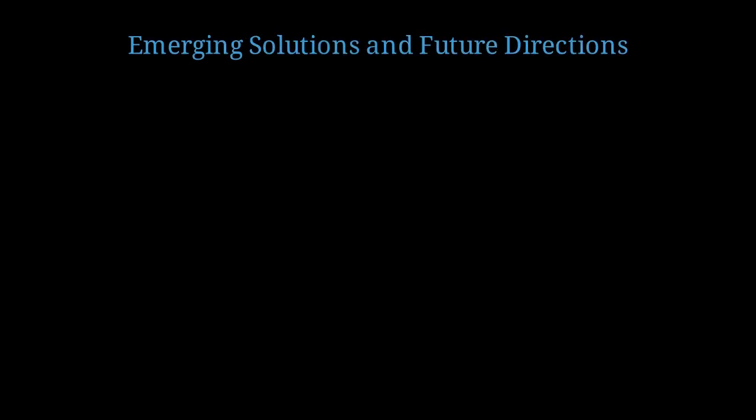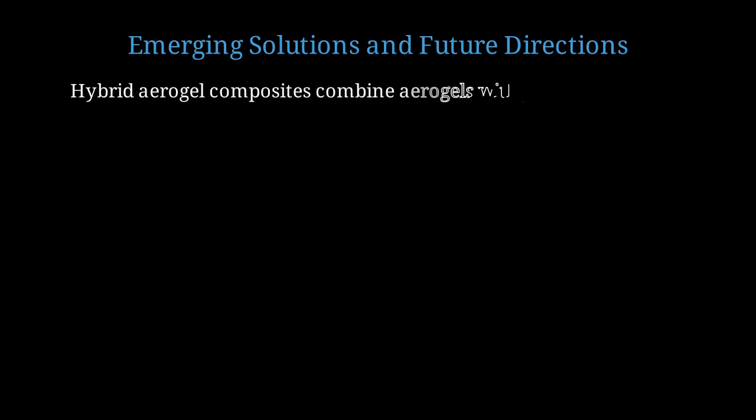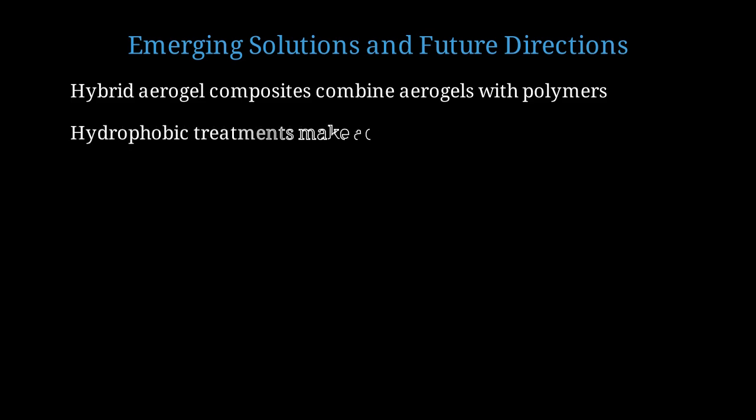Researchers are actively working on solutions to these challenges, and several promising developments are emerging. Hybrid aerogel composites combine aerogels with polymer matrices to improve mechanical strength while maintaining low thermal conductivity. These materials are more durable and easier to handle during installation. Hydrophobic surface treatments make aerogels water repellent. By chemically modifying the pore surfaces, water cannot enter the nanopores, protecting the insulating properties even in humid environments.